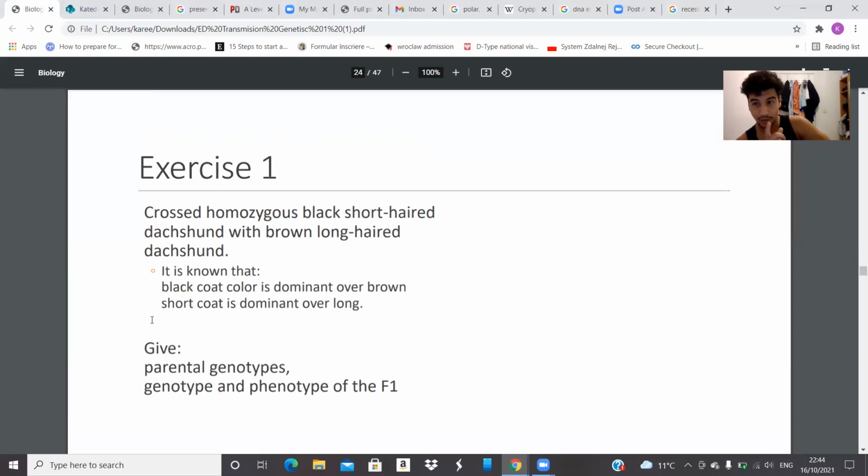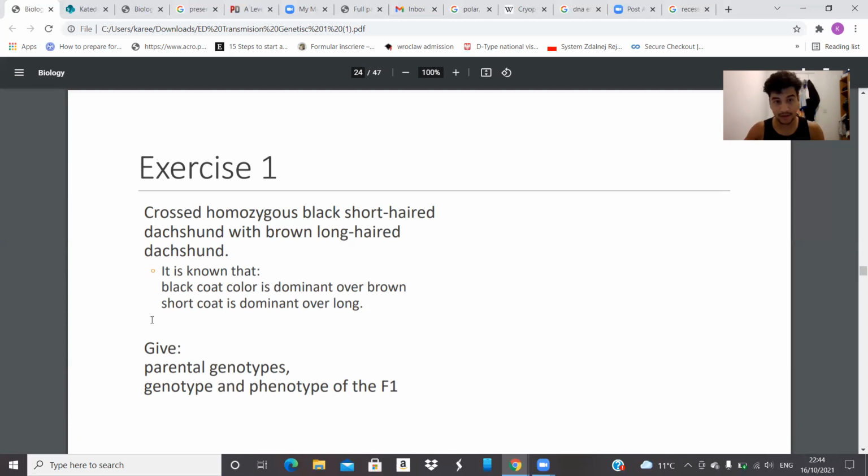And it says the first dog is homozygous. So that means they're homozygous dominant, because black is dominant and short hair is dominant. So we will have the parental genotype. For the first parent, it will be big B because it's black, and then short haired, big S. So the genotype for the first parent would be big B, big B, big S, big S.